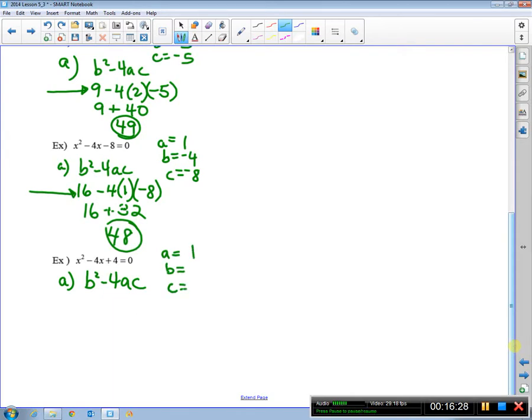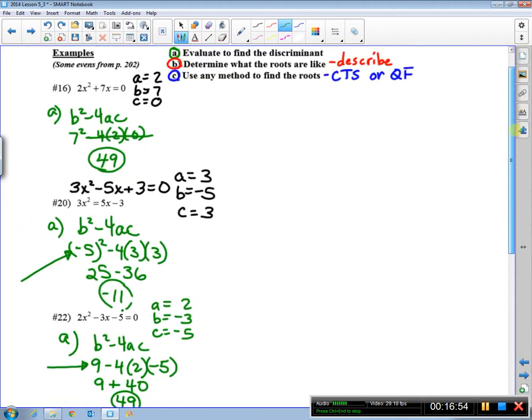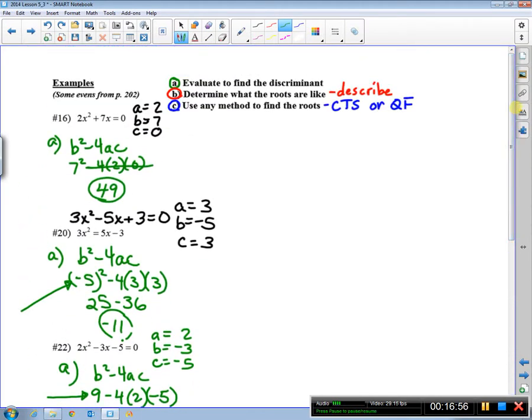A equals 1, B is negative 4, C is positive 4, B squared is positive 16. So we've got 16, oops, that's a 4. 16 minus 16 and a discriminant of 0. Special case. Okay, we've gone through and found all our discriminants. Check. Now we want to say what the roots are like. I'll do that in red.